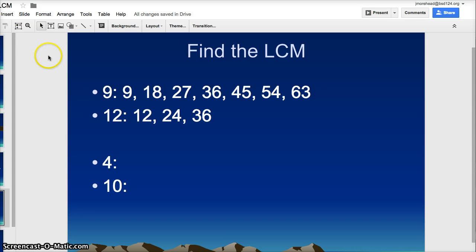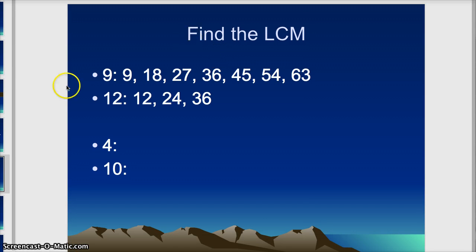For 9, I started listing out the multiples, got all the way to 63 before I stopped, and then I started listing out the multiples of 12, and I stopped once I got to 36 because I knew that 9 is a multiple of 36 and 12 is a multiple of 36, so here's my LCM, my least common multiple.